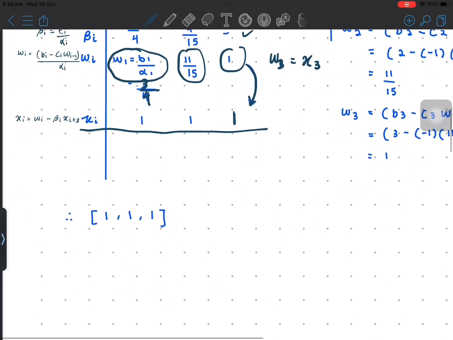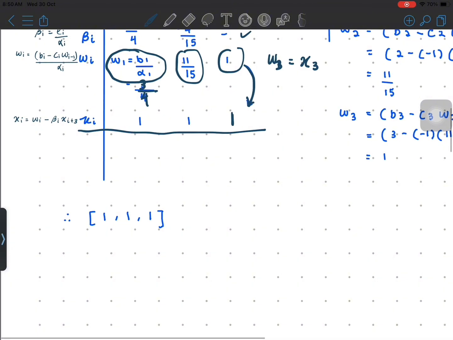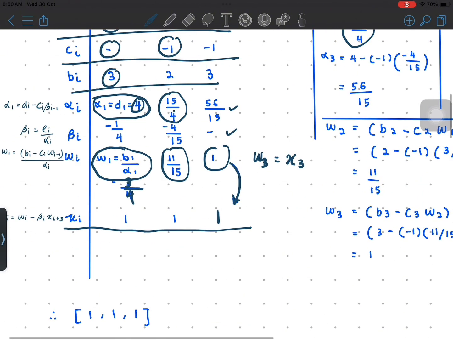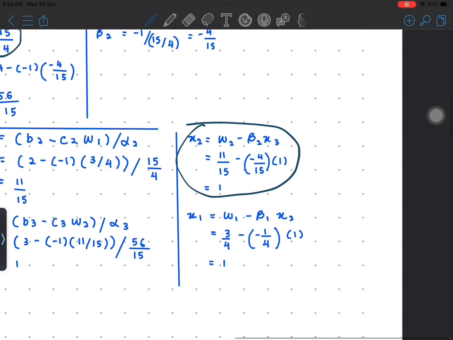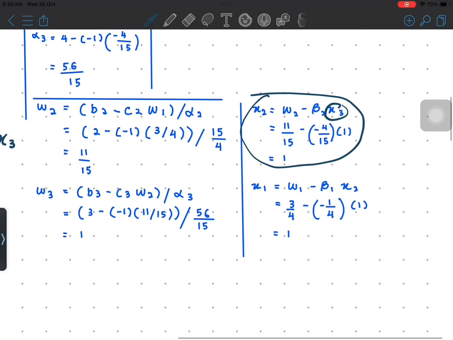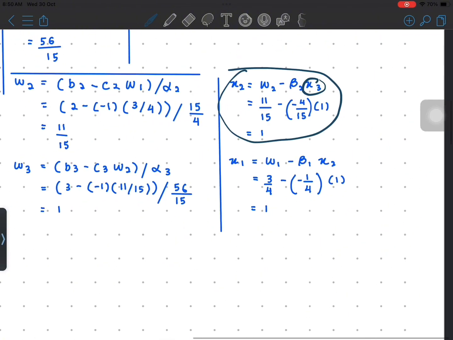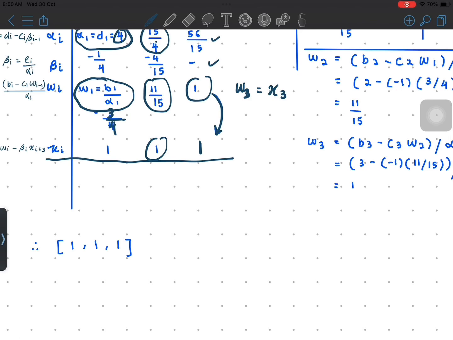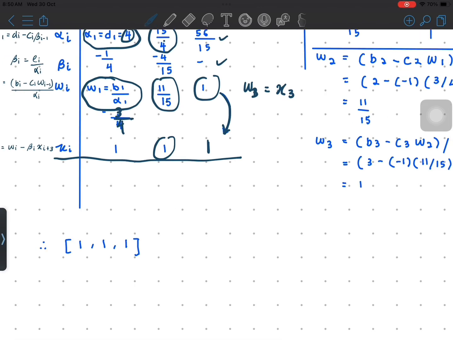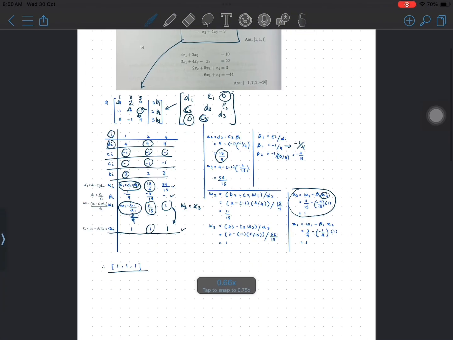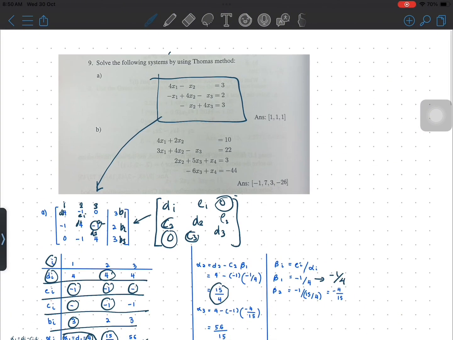Alright. So for the x2, we use the wi value, which is w2, 11 over 15. We get it from here, 11 over 15, minus negative 4 over 15 times 1. We times 1 because the value of x3 we already have here, 1. So the answer is 1, so we just directly put 1. Same goes to the next part, which is the x1. So when we already get the value of x, this is our final answer, which is 1, 1, 1. So that's all for the equation for question A.